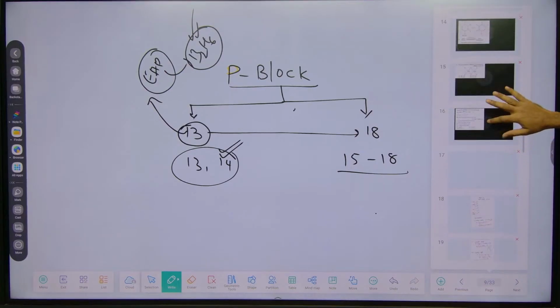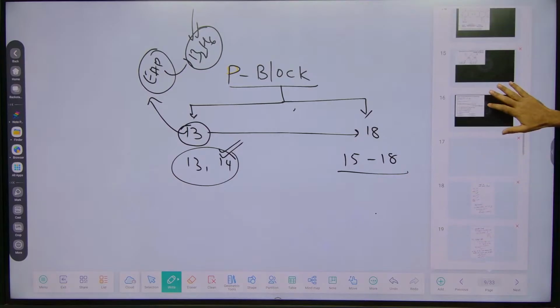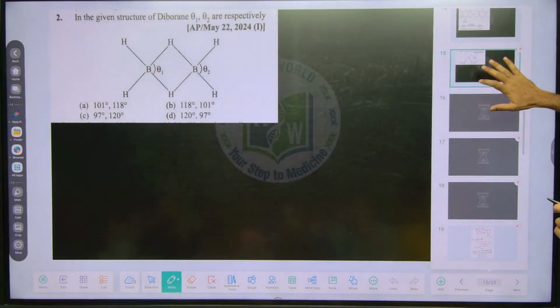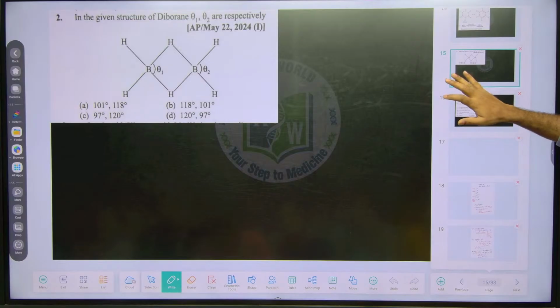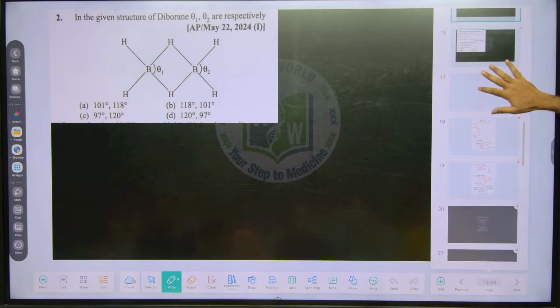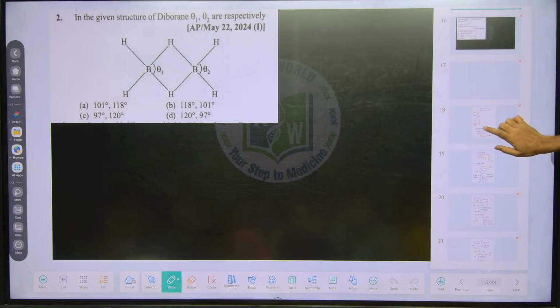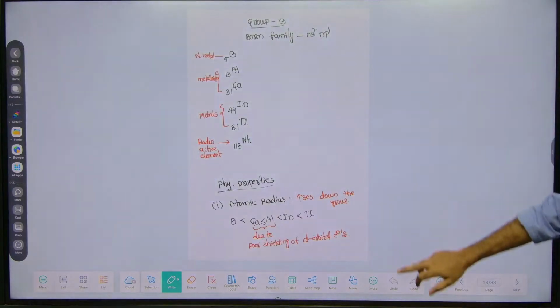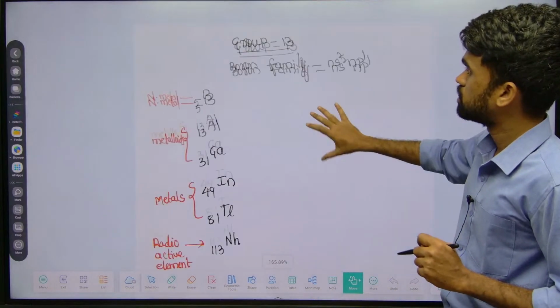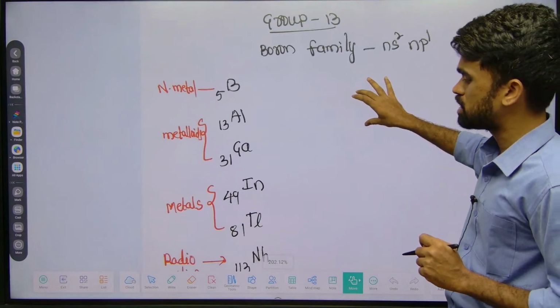Firstly, questions will be like this based on diborane. I think you have written it for 4 marks or 8 marks. Anyway, we will come back to this. First let us complete our discussion. What are the boron family elements we have?